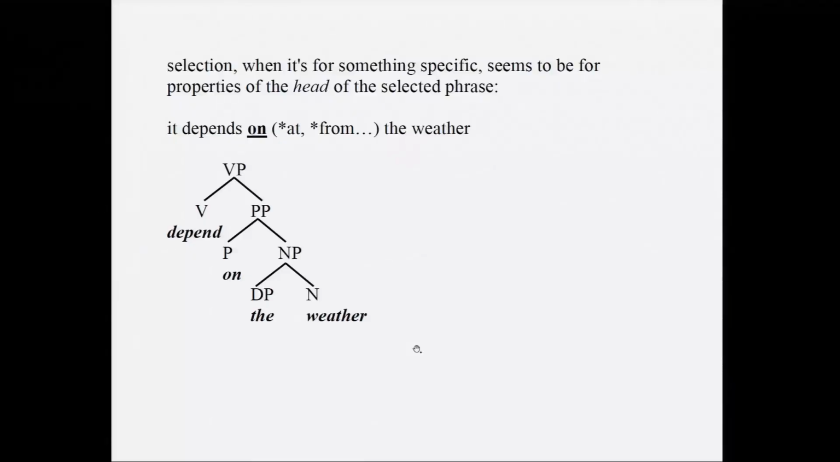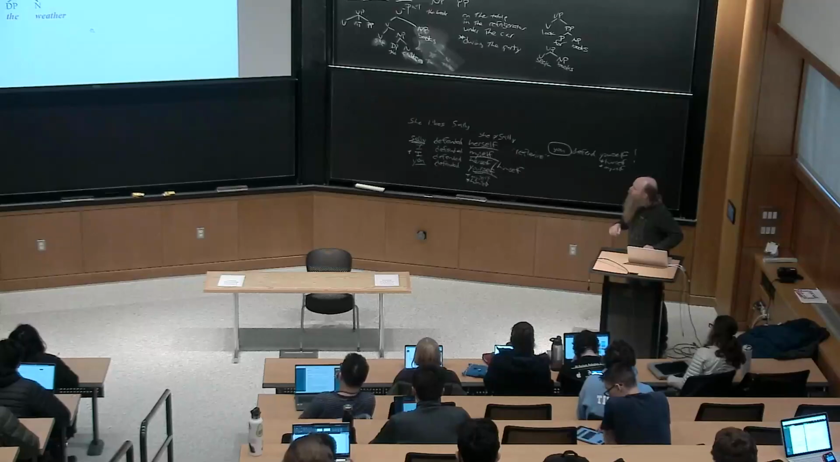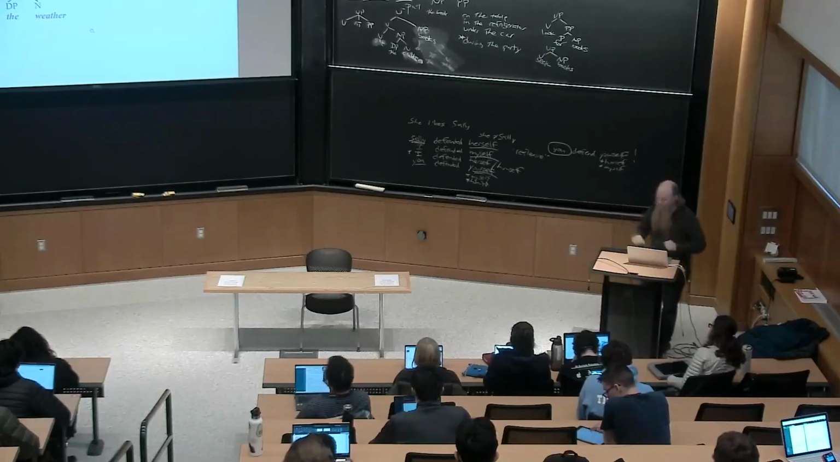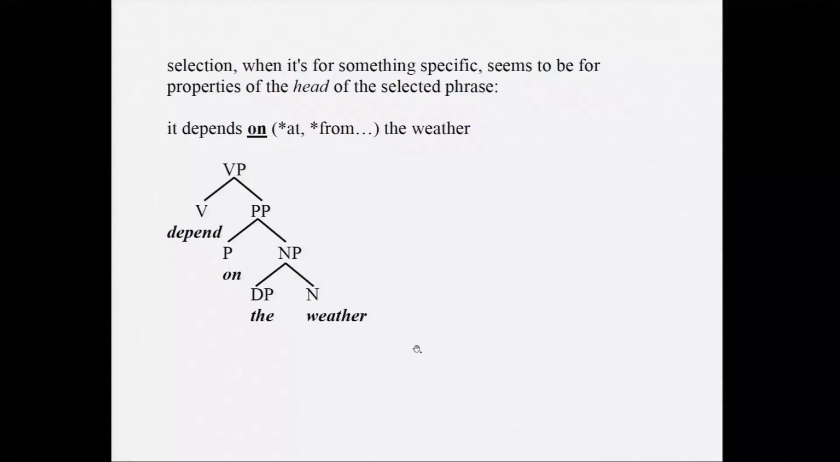Heads select for properties of their sisters, although several of you want to know what happens when they seem to have more than one thing that they select. I'm not exactly ruthlessly suppressing that question, but I'm telling you what we currently seem to have to say about it, and maybe flagging the possibility that we'll have to say different things later. Okay, so far, so good?